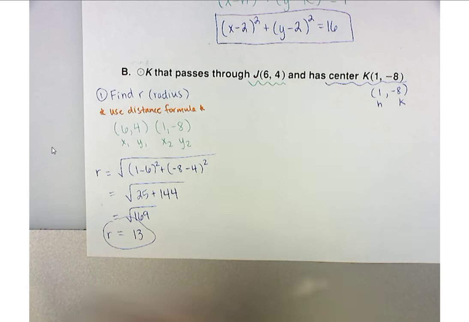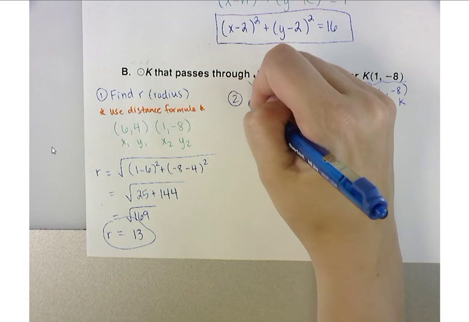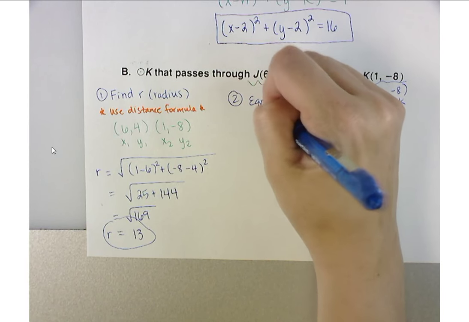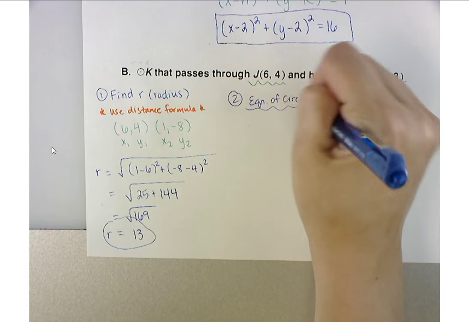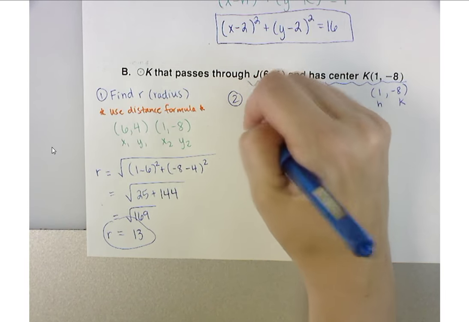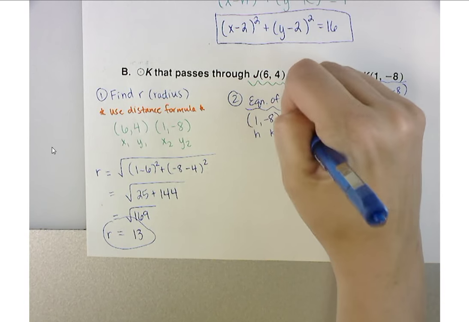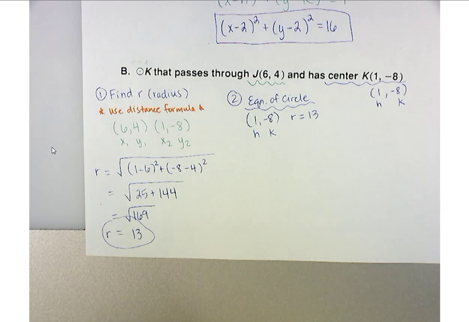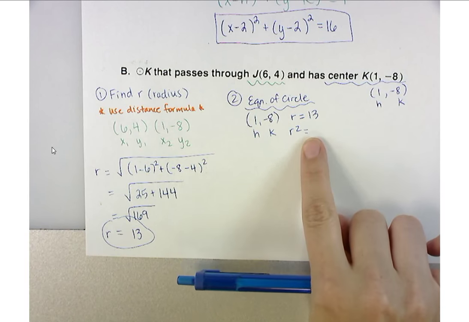So now I have enough information to write my equation of the circle. Okay, so I have my h and my k. I have 1, negative 8. And then if my r is 13, remember when you're substituting that into your equation, it's r squared. So 13 squared is going to be what?